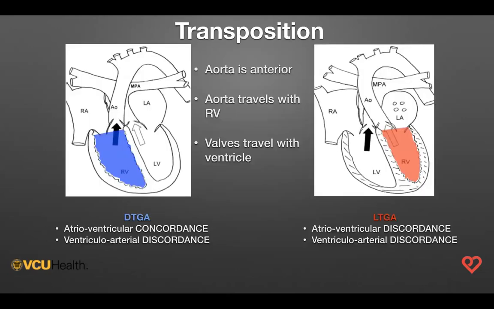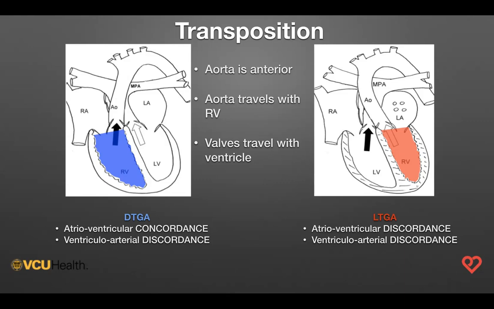So these are two images, and on the left you have D-transposition of the great arteries, and on the right you have L-transposition of the great arteries. I'm so sorry I put them in that order, but I'm going to stick with it. What you always want to remember in transposition is that the aorta is anterior. The aorta travels with the RV, and the valves travel with the ventricle.